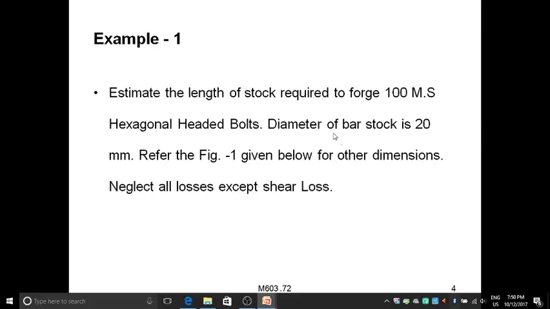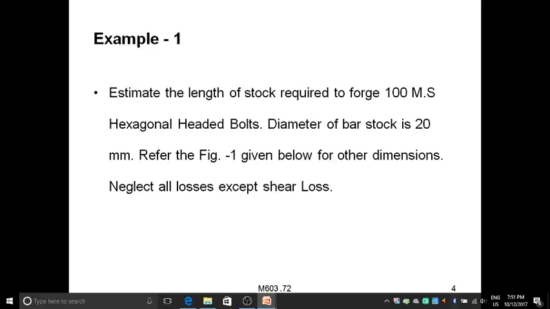So initially the diameter of the bar stock is 20 mm. By considering the 20 mm diameter, you have to manufacture 100 hexagonal headed bolts as shown in the figure. But in this case the density is not given. So it is mild steel, or if it is a steel, you can consider the density as 7.8 grams per cc.